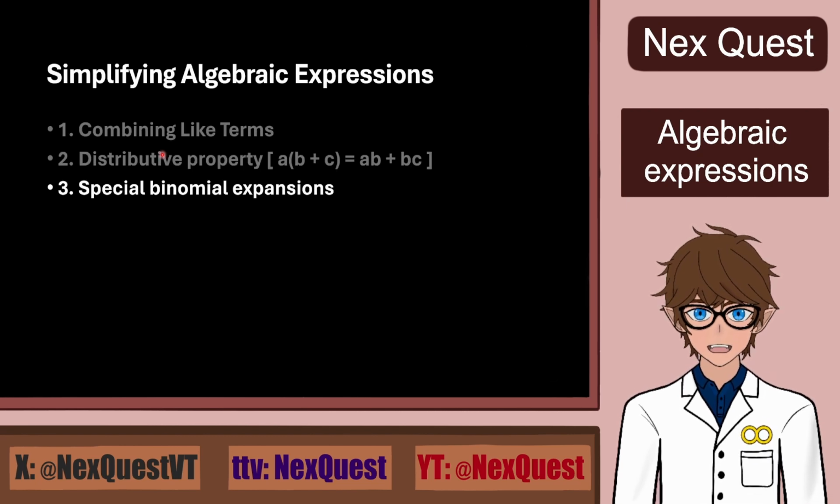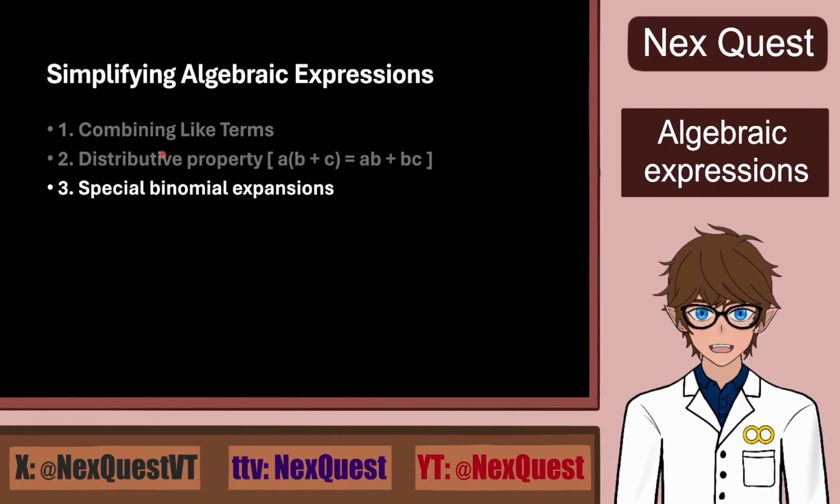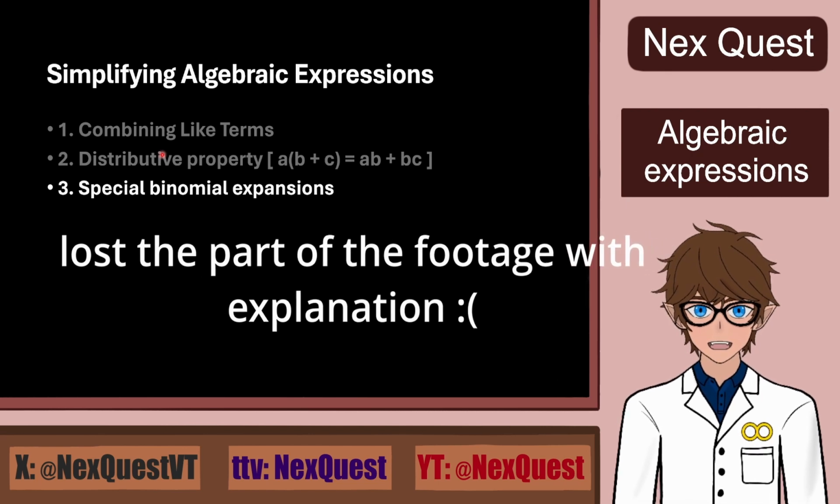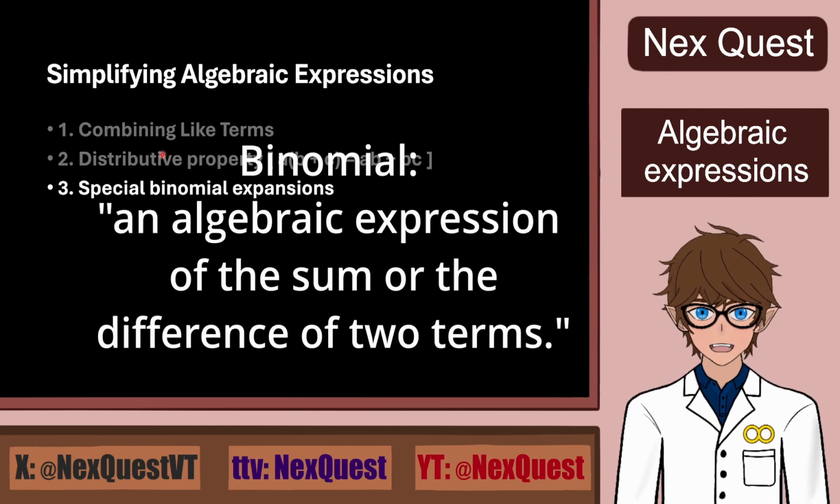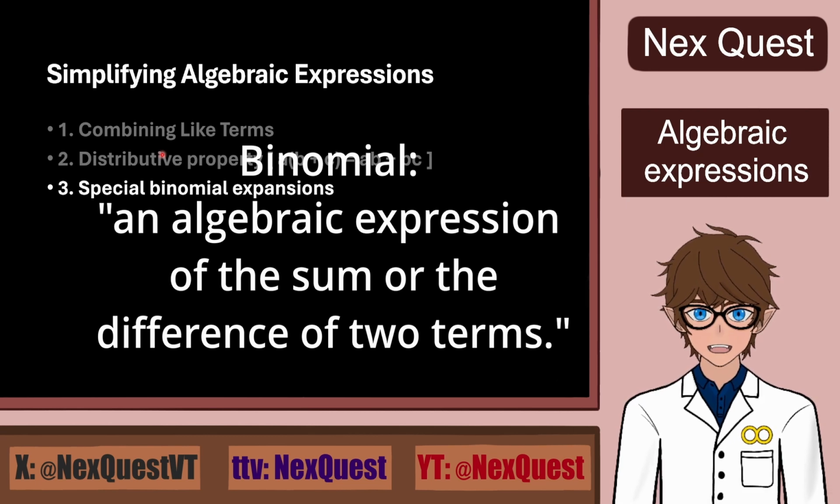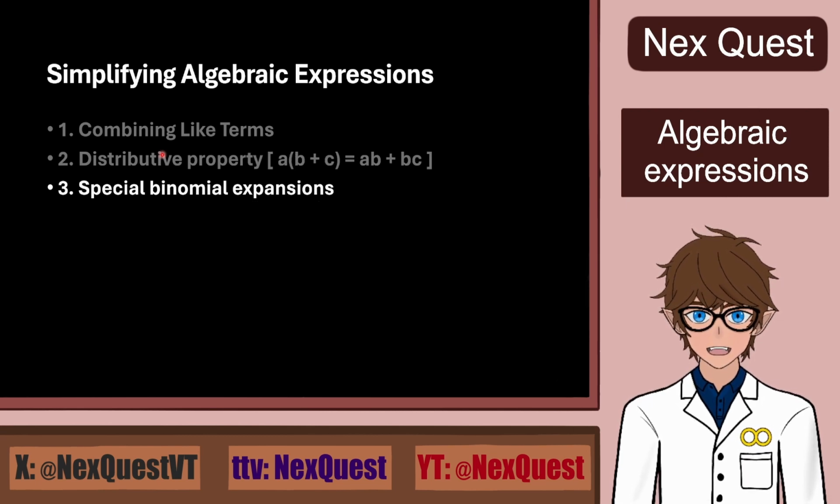Now we can move on to special binomial expansions. Now, these are all complex words. Binomials, they're basically equations. I will tell you more about what they are, but expansion just means if you have a short form of something, so like a bracket multiplied by something, you just break it apart.